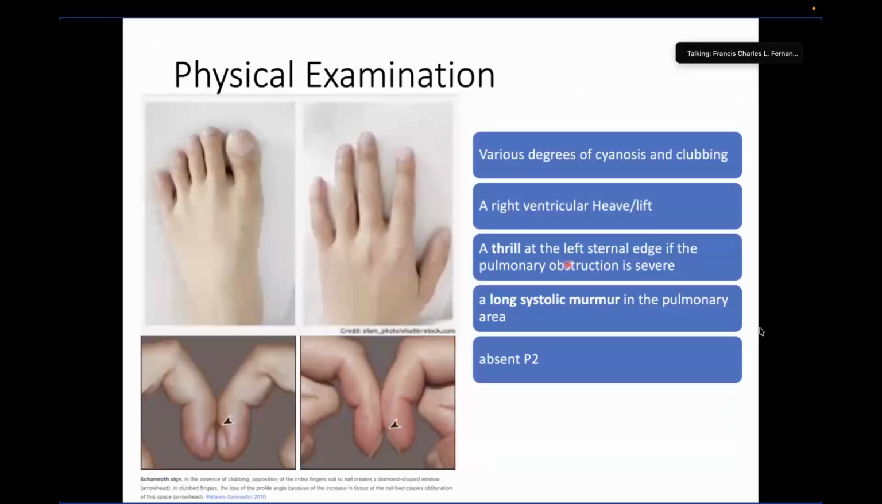Okay. So physical exam, as we have mentioned, varying cyanosis and clubbing. What is the sign that you can see here? This diamond, ang tawag dito, Schamroth sign. Okay. You are supposed to see a diamond. It's normal. Ito abnormal kasi na-obliterate na yung angle. Okay? So, this is clubbing.